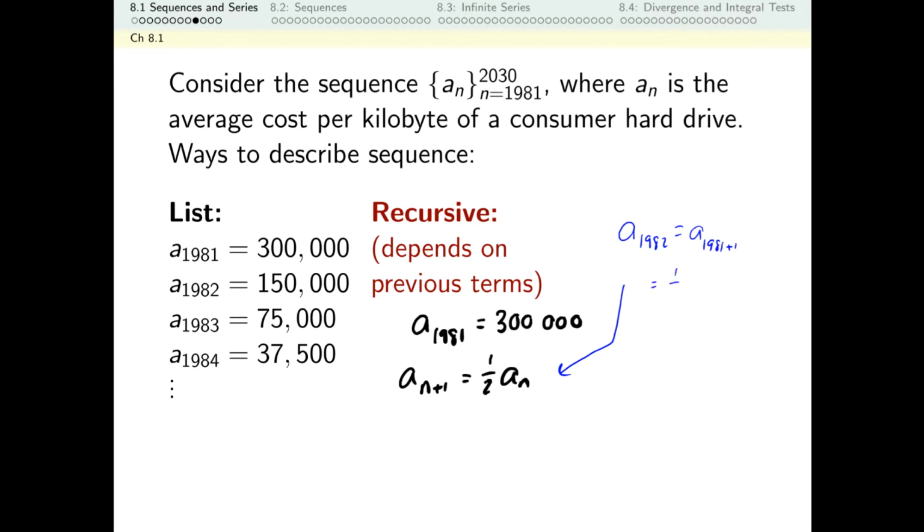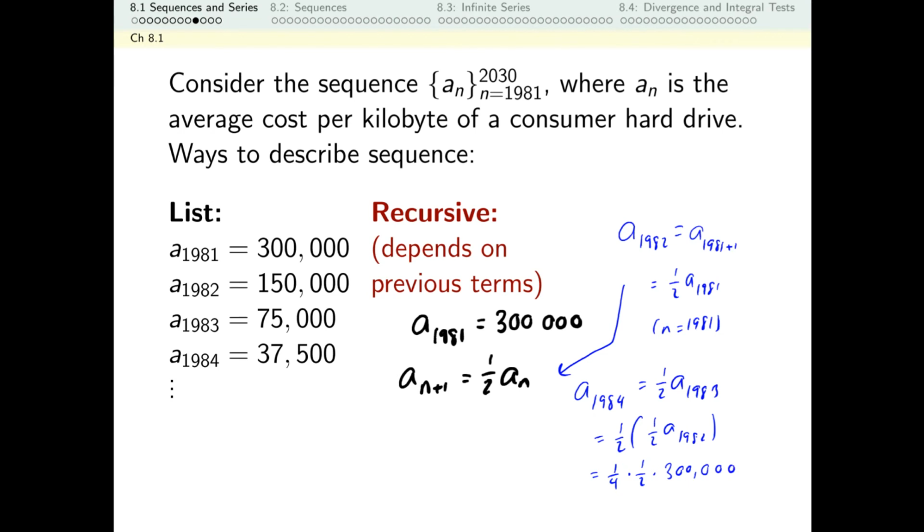So that's 1/2 a sub 1981. I've just plugged in n as 1981 to this recursive definition. If I want to know what happened in 1984, that's 1/2 A of 1983, but I don't know A of 1983 yet. A of 1983 is 1/2 A of 1982. So this is 1/4 of A of 1982, which itself is 1/2 of 300,000.